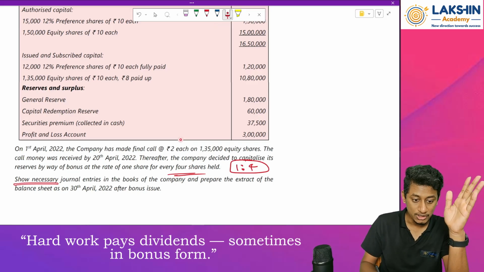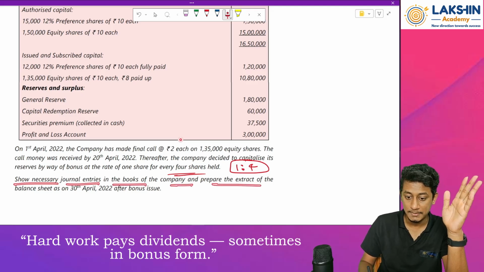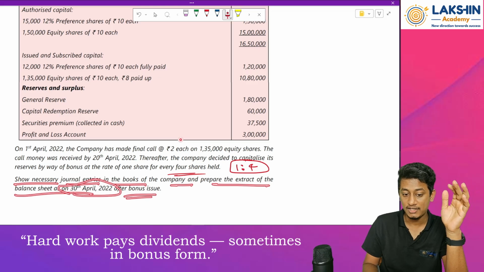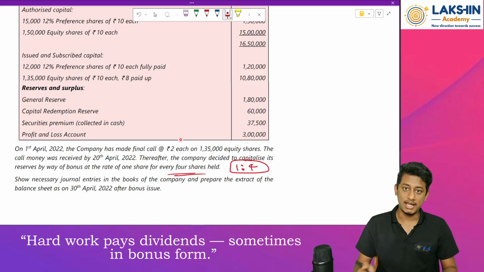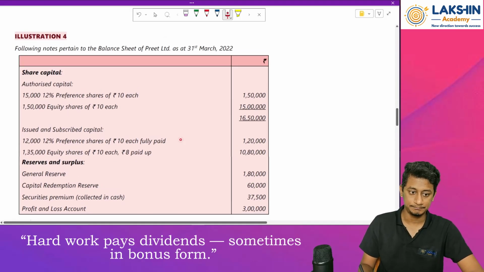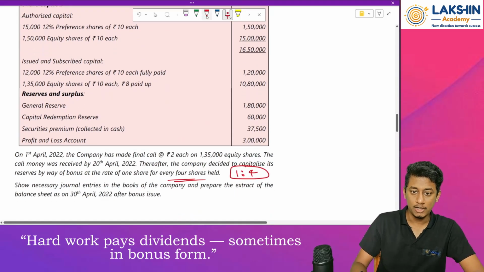Now, show necessary journal entries in the books of company and prepare the extract of balance sheet as on 30th April 2022 after the bonus issue. So, we need to pass the journal entries and prepare the small balance sheet extract. Okay, let's start. So first of all, compute the number of bonus shares.